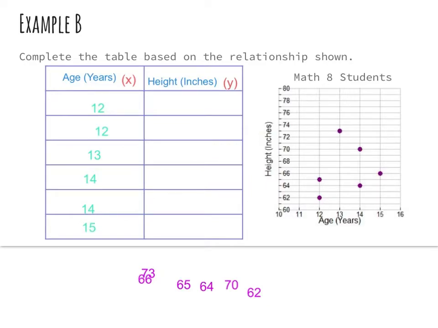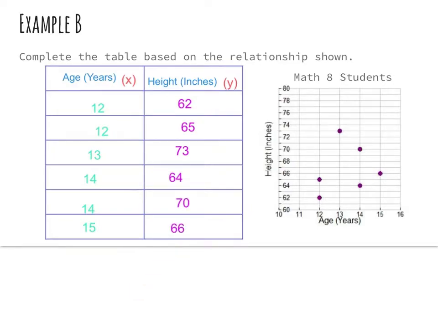Now I'm going to do the same across the y's and match. So 12, I have a 62. 12, 62. I have 12, 65. 13 is at 73. 14 is at 64 and 70. And my 15 is at 66.